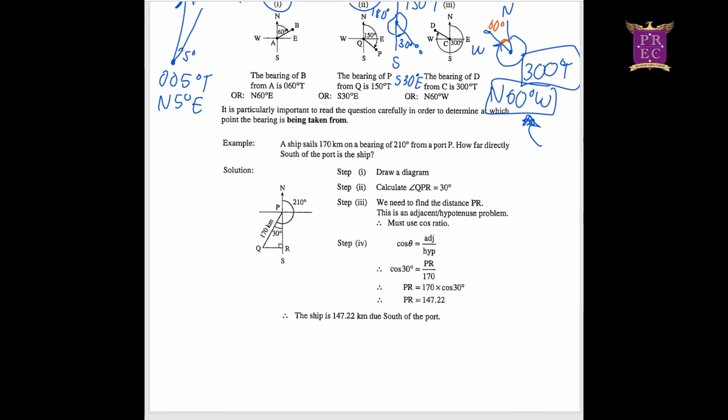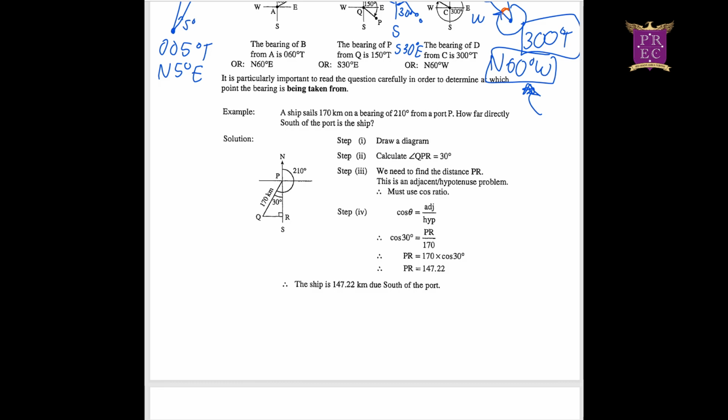Let's have a look at this example here. A ship sails 170 kilometers on a bearing of 210 from port P. How far directly south of the port is the ship? So they've asked us to draw a diagram. We've done that here. The ship sailed 170 kilometers at a 210 degree bearing. Say this was the port and this is the bearing, that's 210. We know that this whole thing from here to here is 180. So this will be 180 minus 210, which is 30 degrees.